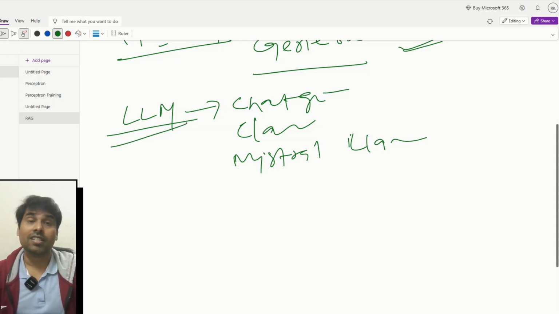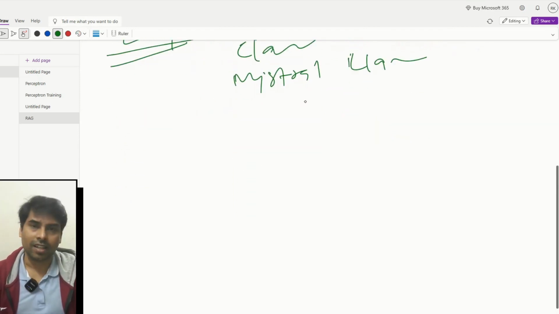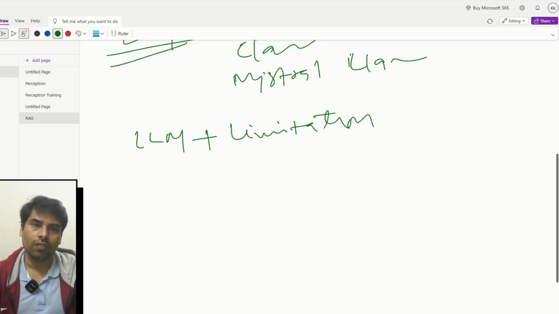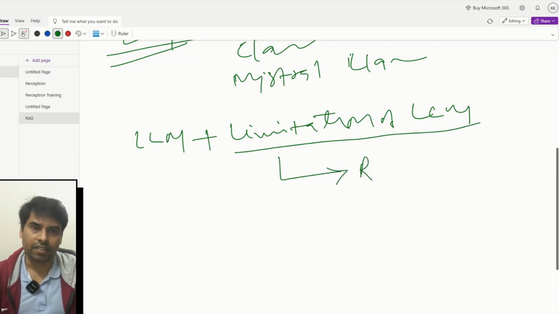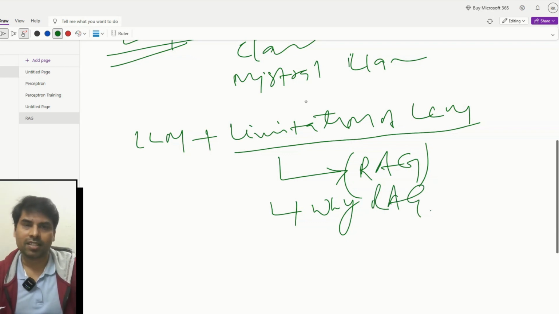So if you really want to understand RAG, you have to understand the LLM first. What is the LLM, and how it works. And important thing, there are some limitations of LLM. These limitations of LLM give birth to the use case of using RAG. So why do we use RAG? First of all, you have to understand why RAG. What is the use case of RAG? That I will discuss in this video.